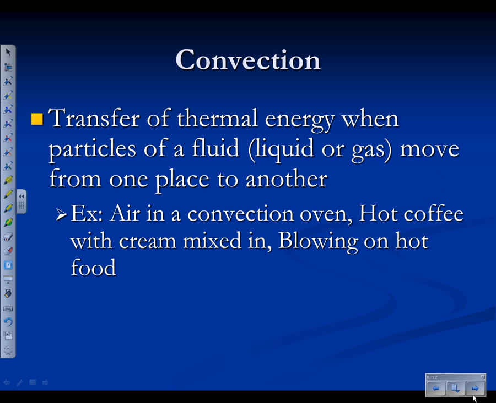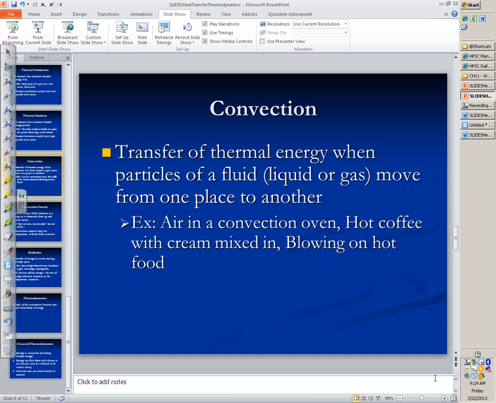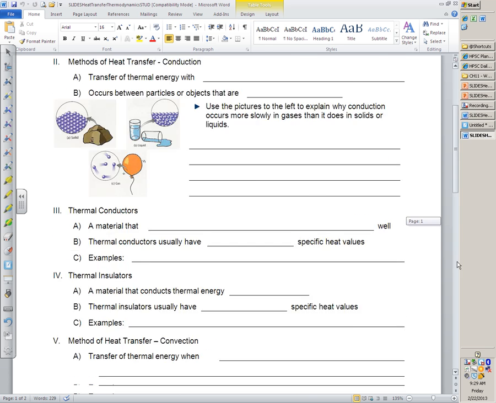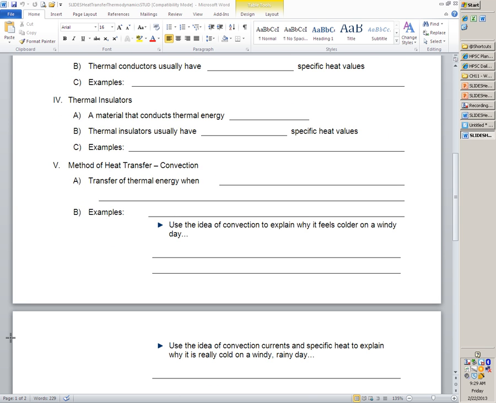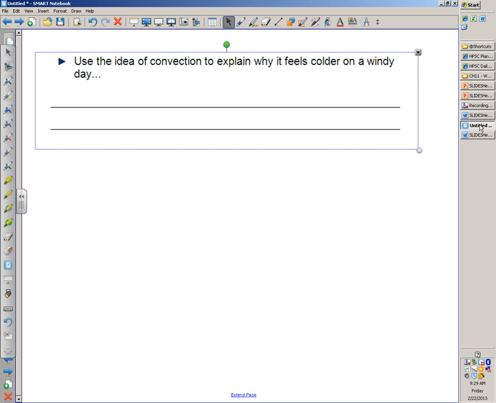With that being said, let's take a look at your outline. Your outline down at the bottom says this here is the idea of wind chill. Why does it feel colder on a windy day?